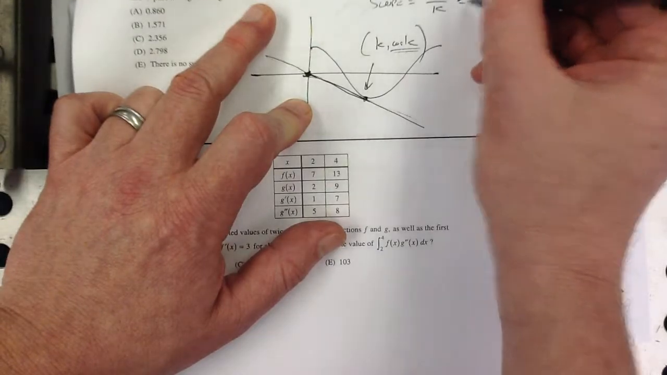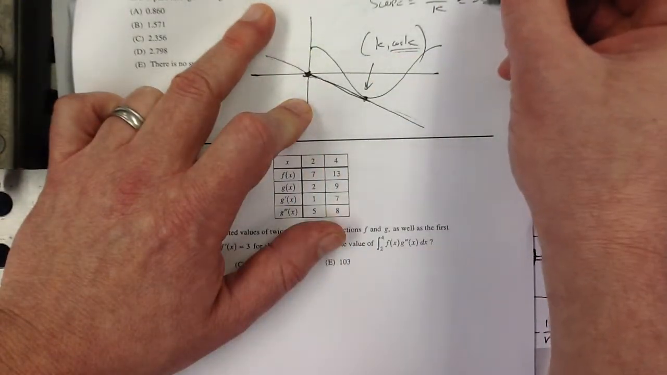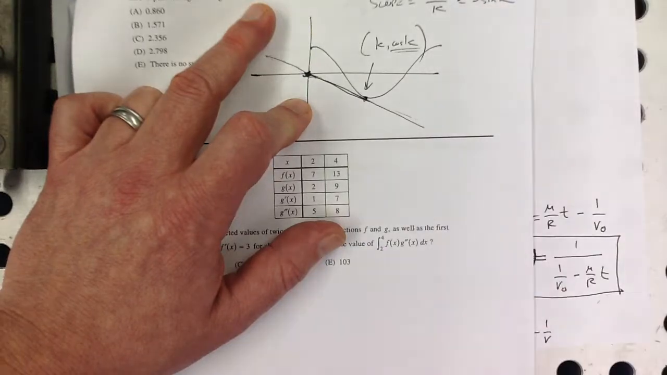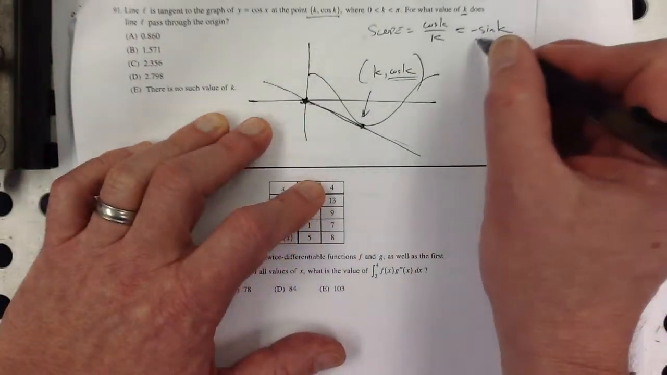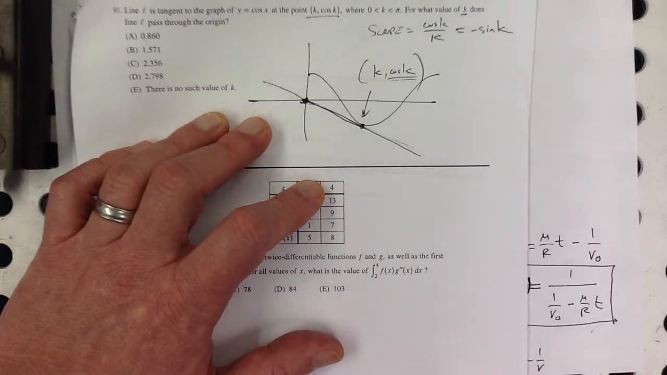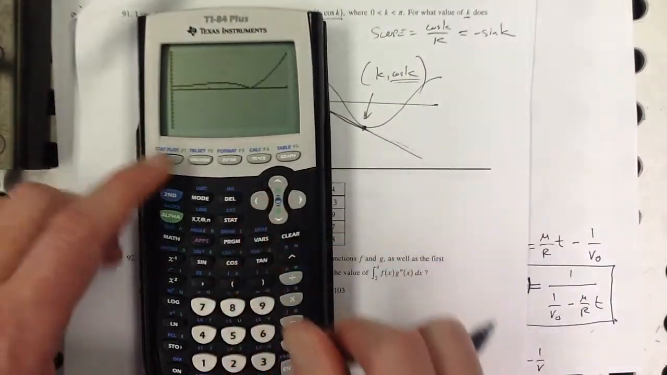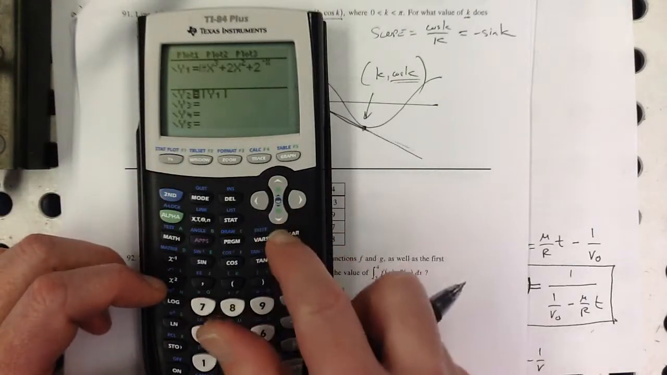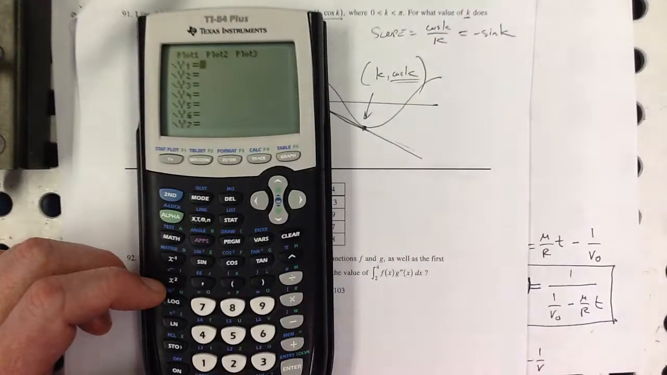But I also know that the slope of the cosine graph at any point is just negative sine k, right? That's the derivative of this. So these two things have to be equal to each other. And that's back to a little graphing problem again. I just need to figure out where these are equal to each other.